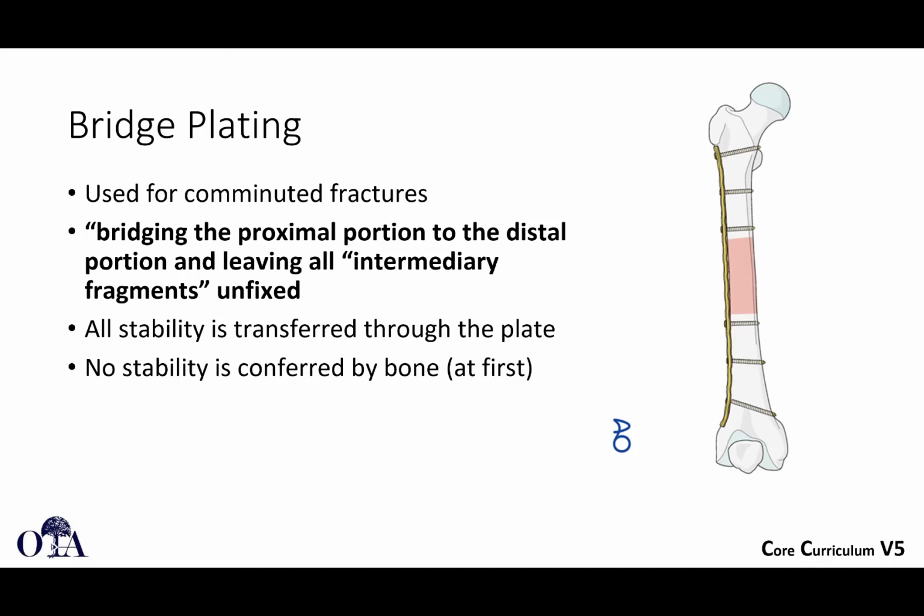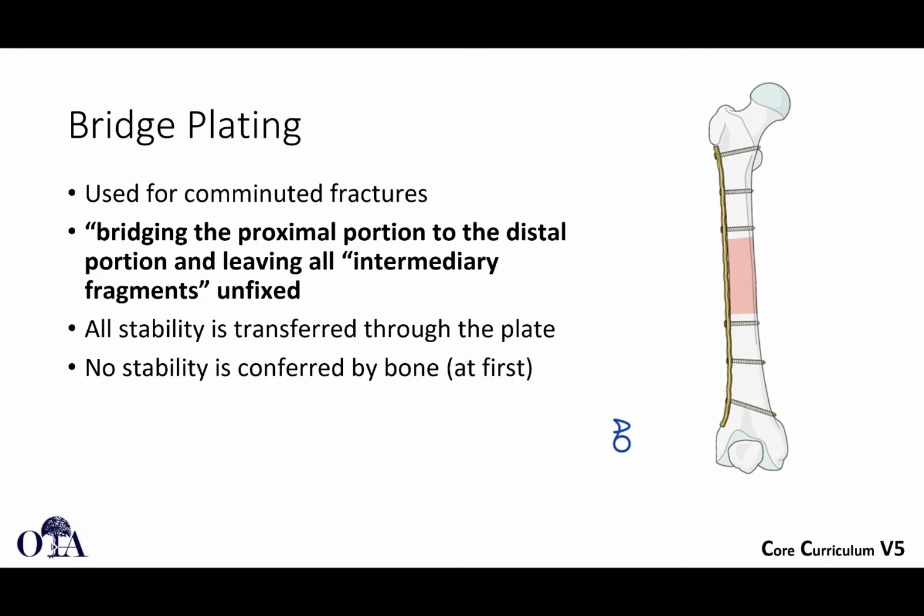So bridge plating is a technique used for comminuted fractures. Just imagine this entire area here was all comminuted. And in a femur, that would be a great option to do a nail for. But let's say you can't do a nail, or you're plating for whatever other reason. Maybe it's not amenable to a nail. So you can do bridge plating, and this is a form of relative stability. You're bridging the proximal portion to the distal portion and leaving all those intermediary fragments unfixed and untouched, and allowing the biological healing process to proceed.